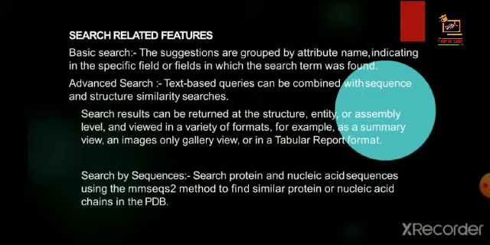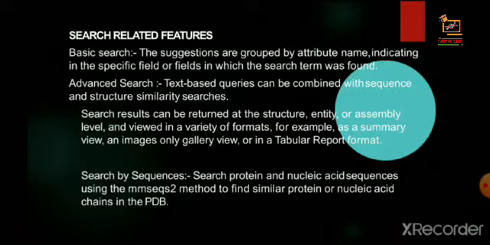Search related features. Basic search. The suggestions are grouped by attribute name indicating the specific field in which the search term was found. Advanced search. Text-based queries can be combined with sequence and structure similarity search.